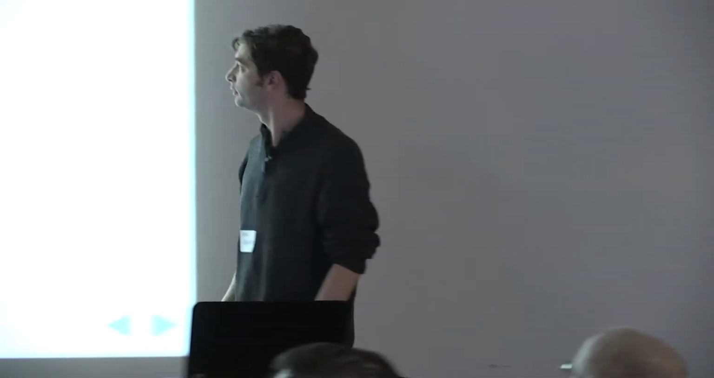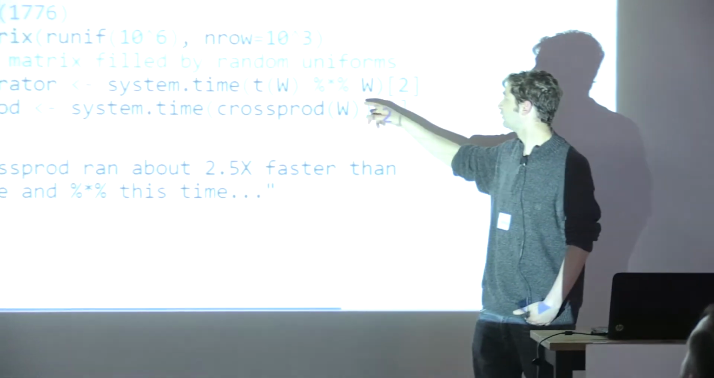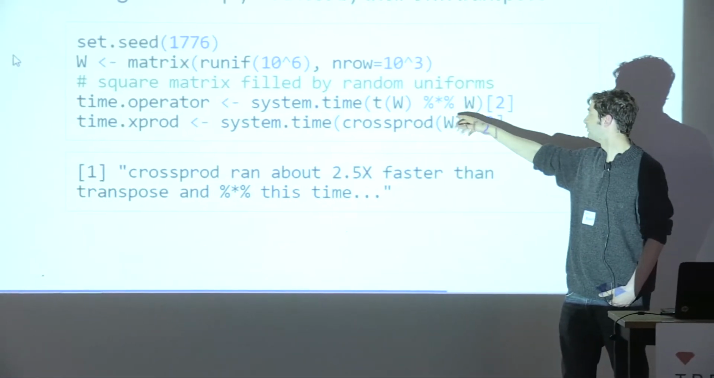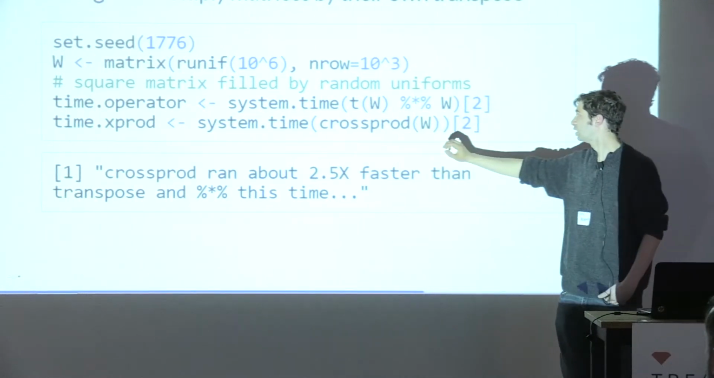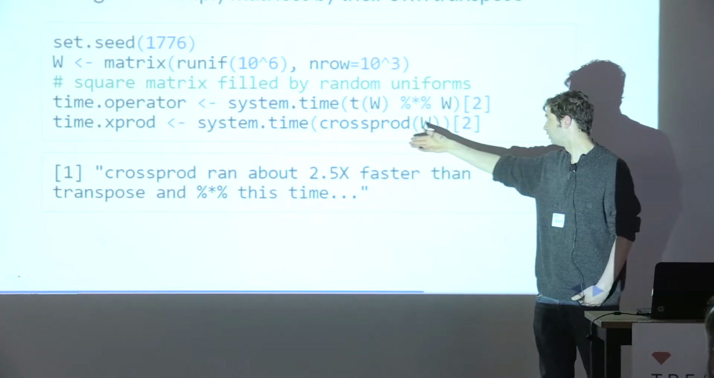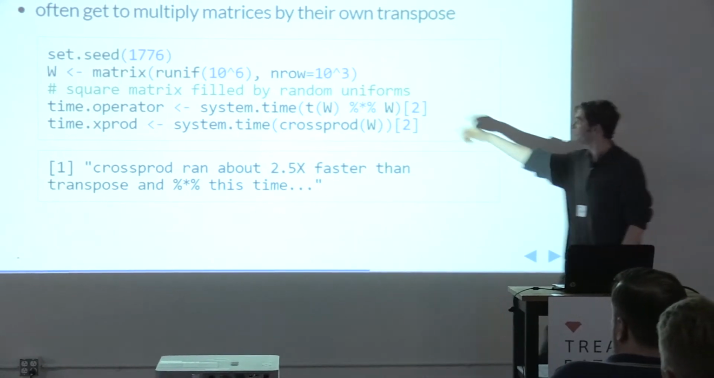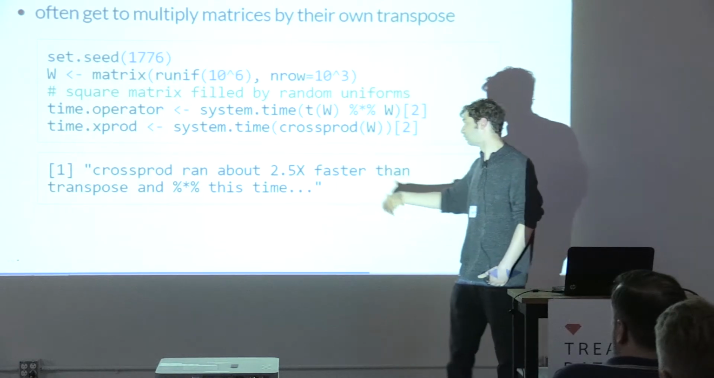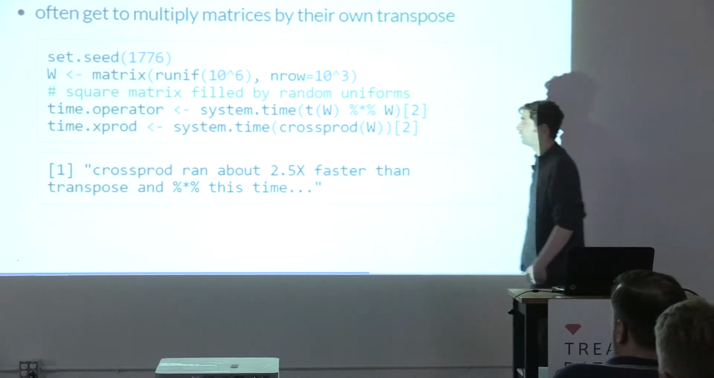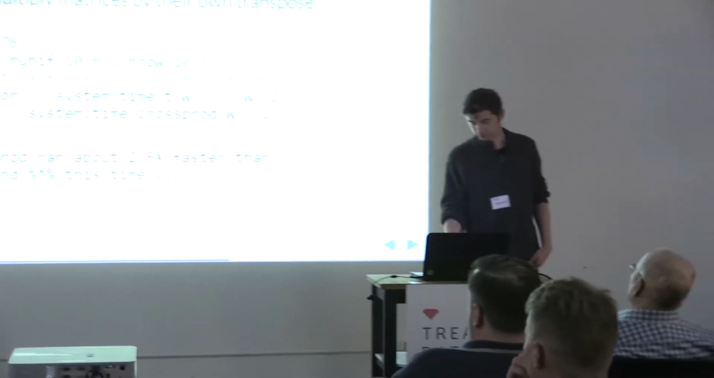And just to give an example of how this works, of course, here we have matrix multiplication. Here we have multiplying something by its own transpose using that particular operator, versus this nifty R function of crossprod, which we all know is faster. And just on a random square matrix of 1,000 rows, at this particular iteration, I just got that it was 2.5 times faster to use crossprod. So whenever we can use crossprod, that's going to give us a bit of a speed boost as well.